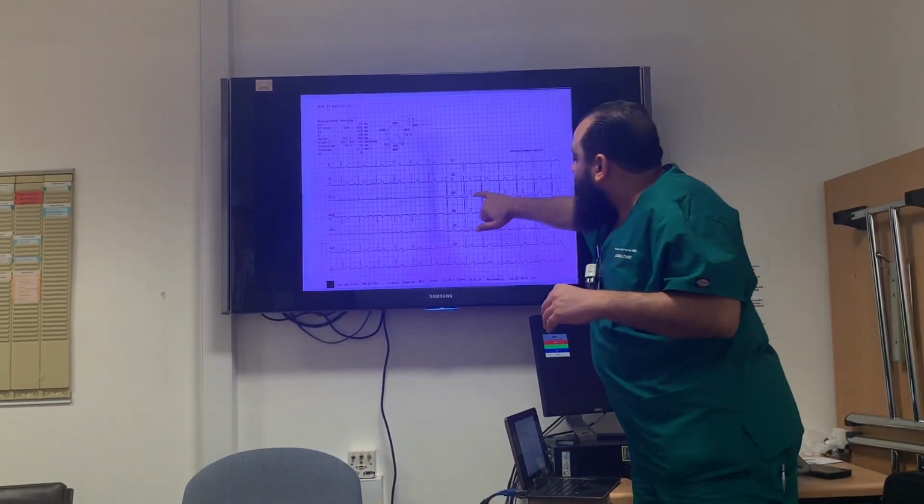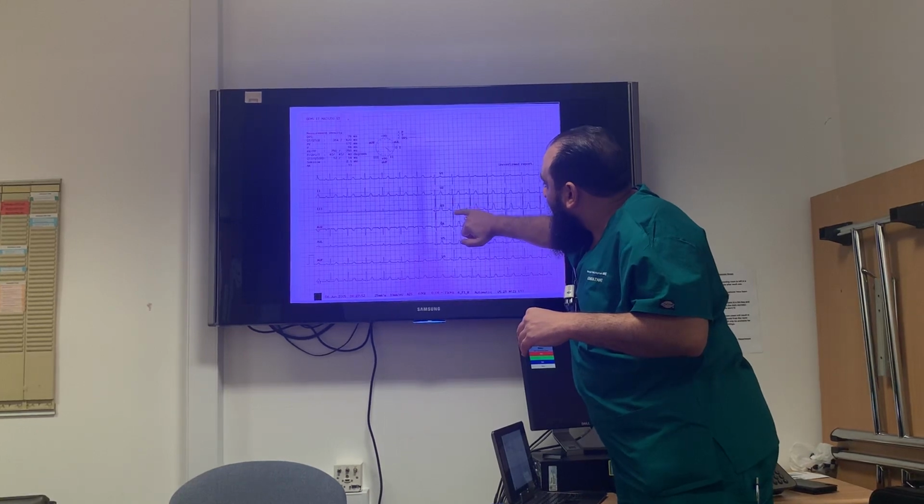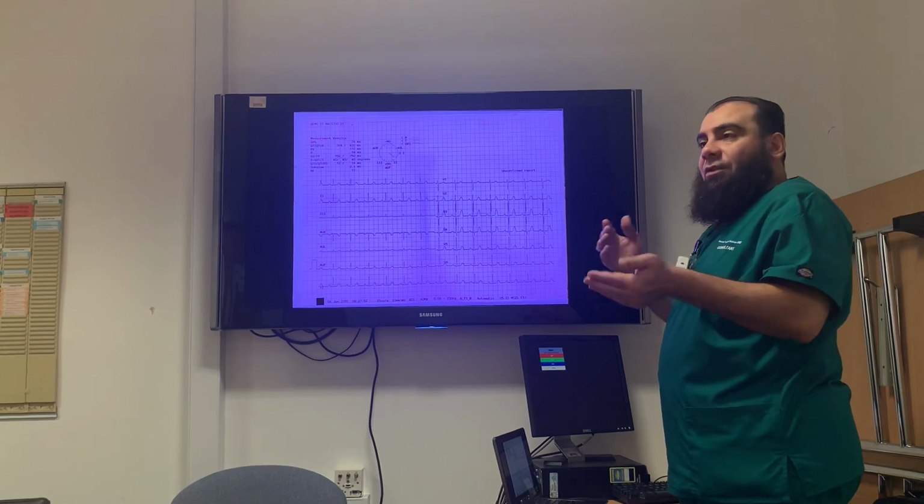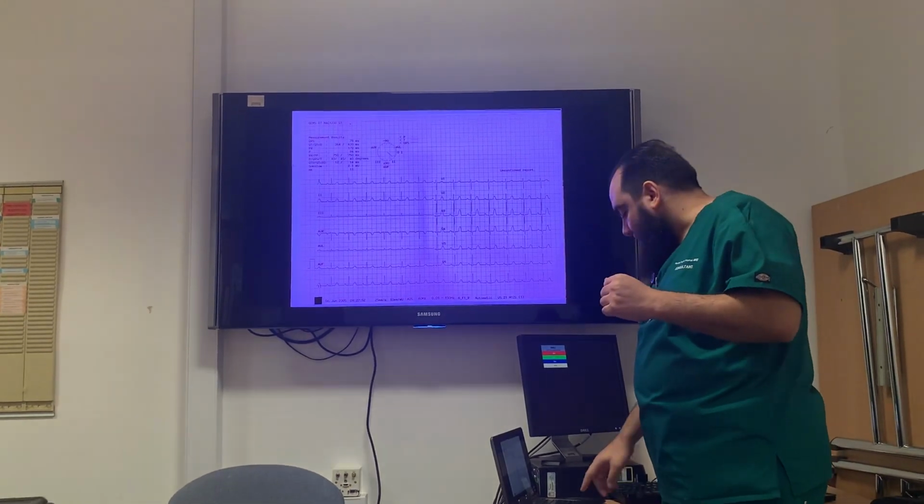Again, if you can observe it here, this is up to here and this is up to here, and V4 is longer, so it's progressive. We'll call it R wave progression.